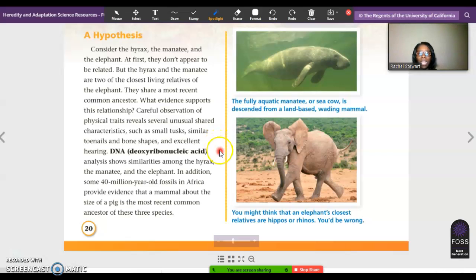DNA, deoxyribonucleic acid, analysis shows similarities among the hyrax, the manatee, and the elephant. In addition, some 40 million-year-old fossils in Africa provide evidence that a mammal about the size of a pig is the most recent common ancestor of these species.